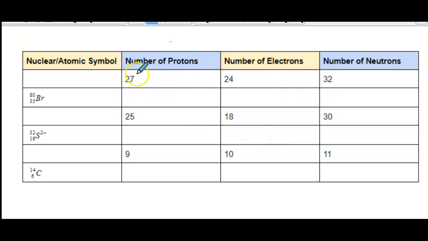So if something has 27 protons, remember, protons tell us who it is. It's the fingerprint of the atom, I like to say. So it tells us who it is. We're going to find element 27, and we're going to say that it's cobalt, so its symbol is Co. It's going to have 27 for its protons, or atomic number, and then I have to add protons plus neutrons, so 59 for its mass number.